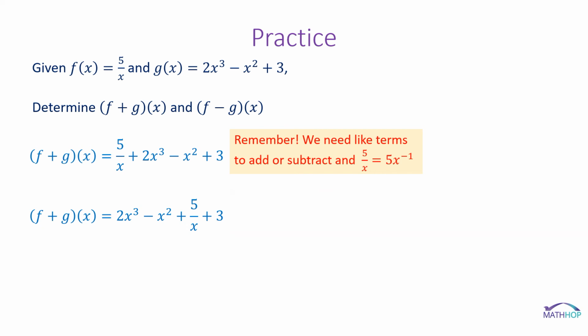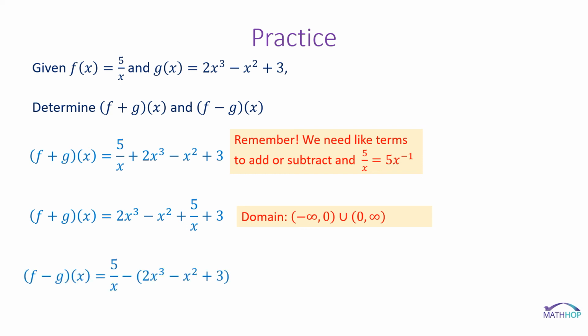What is our domain? Remember, we can't forget to mention that. Our domain is all real numbers except for 0. We can't have 0 in the denominator of 5 divided by x, so it's negative infinity to 0, 0 not included, and 0 to infinity, again, 0 not included. Let's subtract them. Same idea.